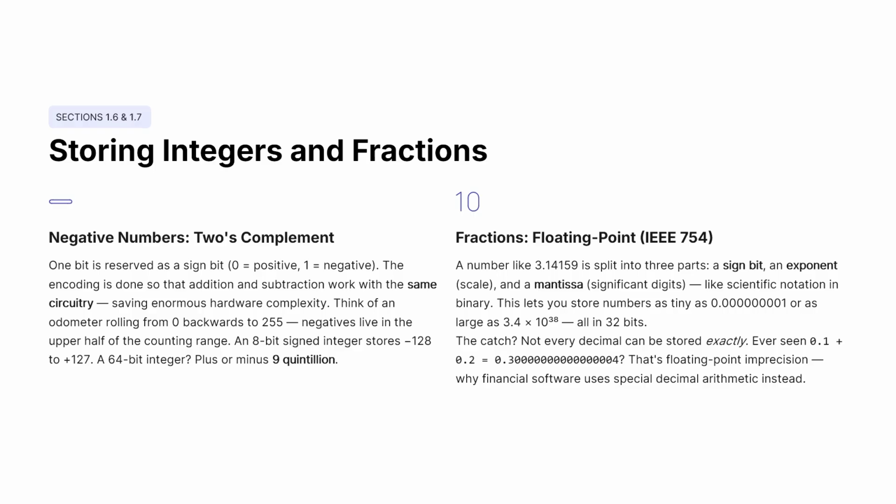The catch? Not every decimal number can be represented exactly. Ever seen 0.1 plus 0.2 equals 0.3000004 in a programming language? That's floating point imprecision. The computer is giving you the closest approximation it can. For most purposes, that's fine, but it's why financial software uses special decimal arithmetic instead of standard floating point.